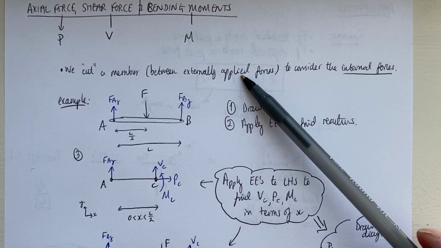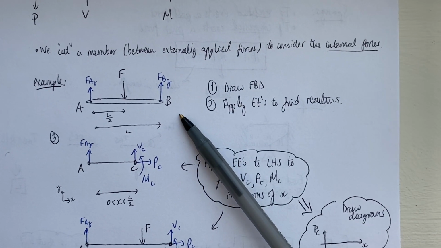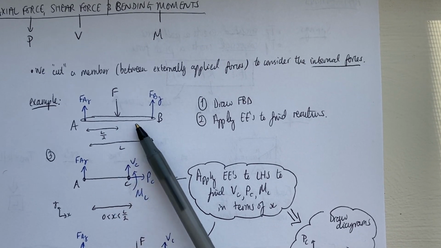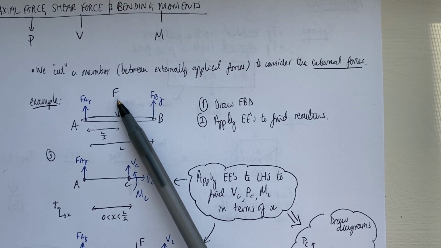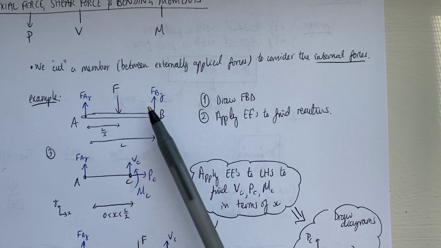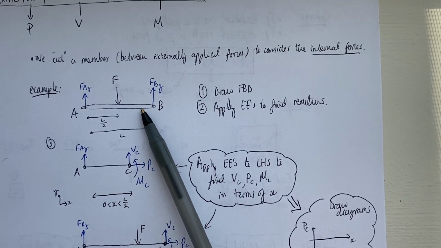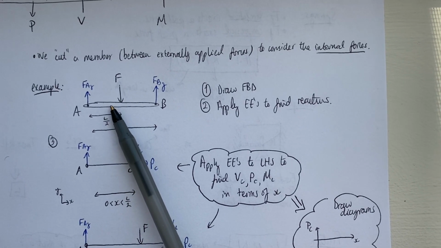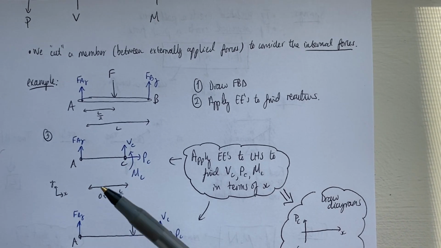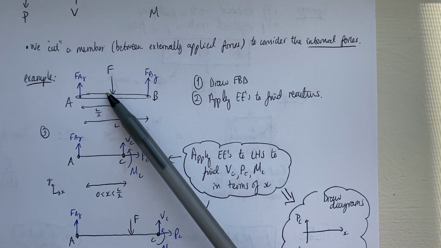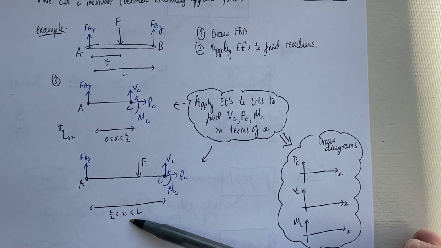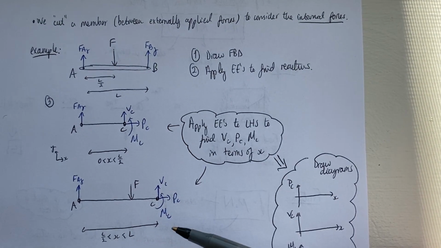between externally applied forces. So in the example that I've given here, I've got two ends of the member, A and B, and then I've got a force F applied halfway along it. Well, to work out what's going on with the internal forces in this member, I cut it once over here and once over here at these distances x. So I've cut it at some point x between 0 and L over 2, and then I've also cut it at some point between L over 2 and L.